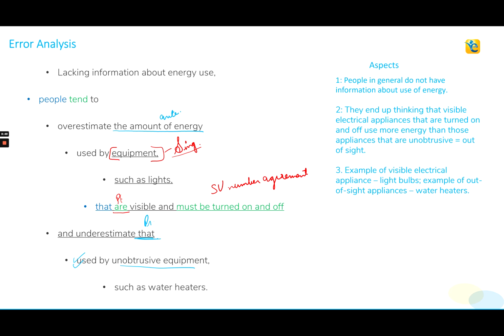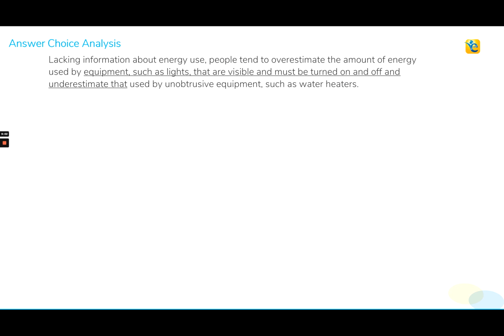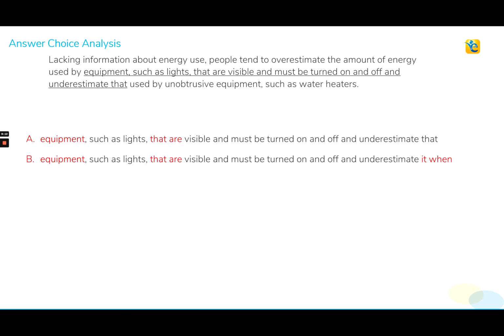The only error that we found out was the SV number agreement. So we need to fix this part in this sentence, and then everything looks almost fine. But we will still scan through our answer choices and see what's going on in here. We've already found out that choice A is not the correct answer. Choice B repeats the same error. We again see this SV error in choice B. However, choice B also introduces two more errors.